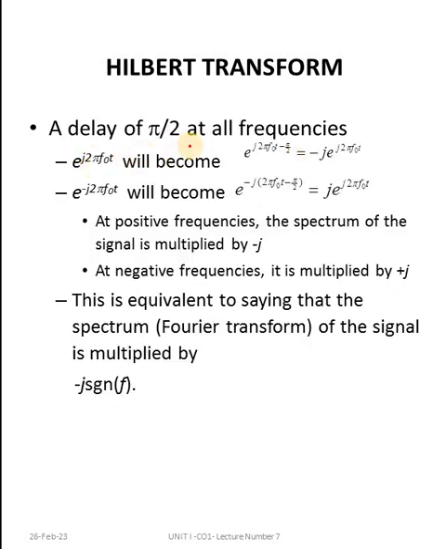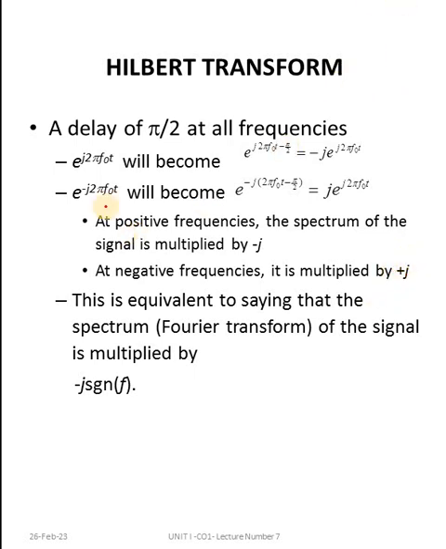So a delay of pi by 2, that is 90 degrees, at all frequencies is achieved with the help of the Hilbert transform. Let us assume the phase component e power j 2 pi f naught t will become minus j times e power j 2 pi f naught t. Similarly, e power minus j 2 pi f naught t will be equivalent to j times e power minus j 2 pi f naught t. So at positive frequencies, the spectrum of the signal is multiplied by minus j. Similarly, for negative frequencies, it is multiplied by plus j.